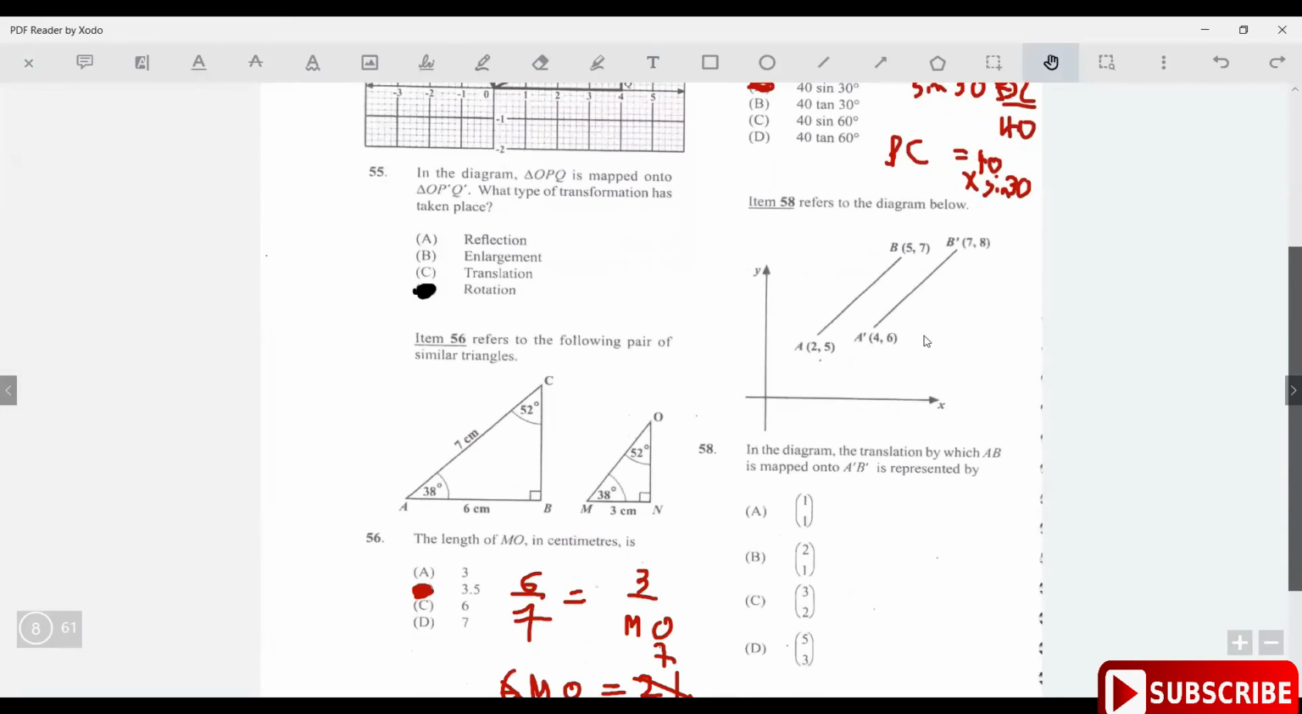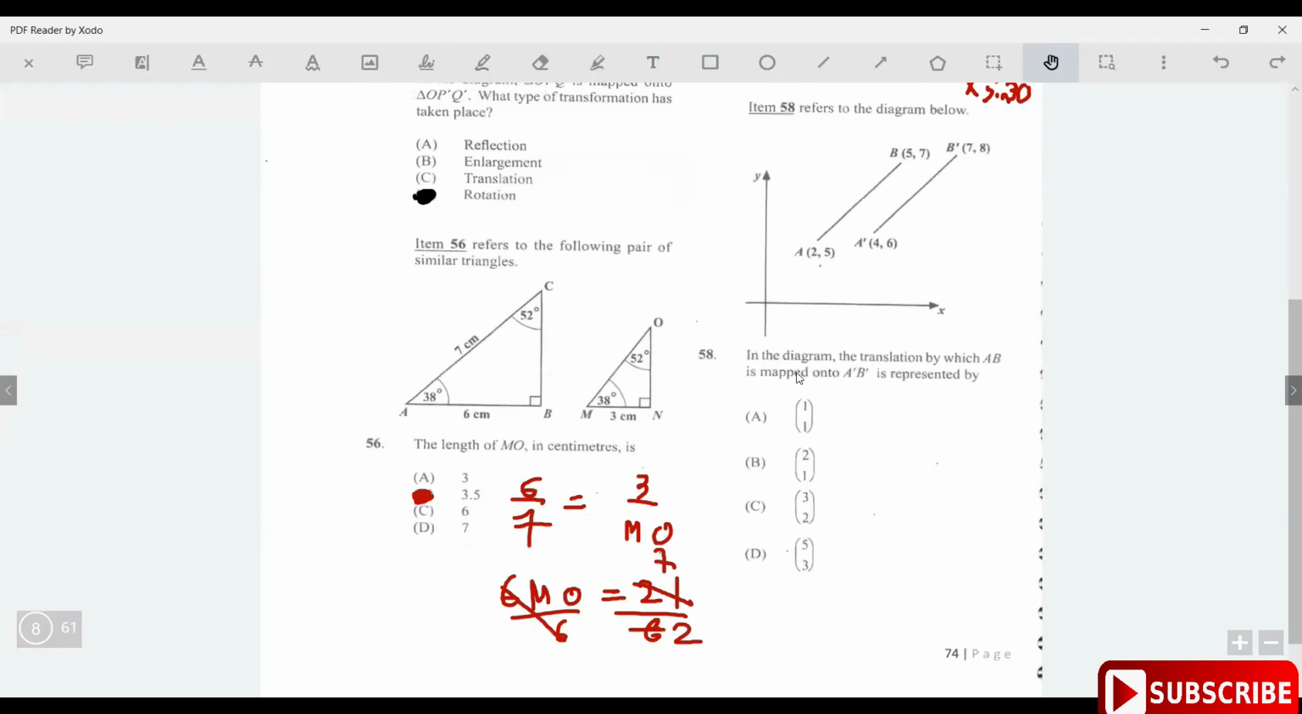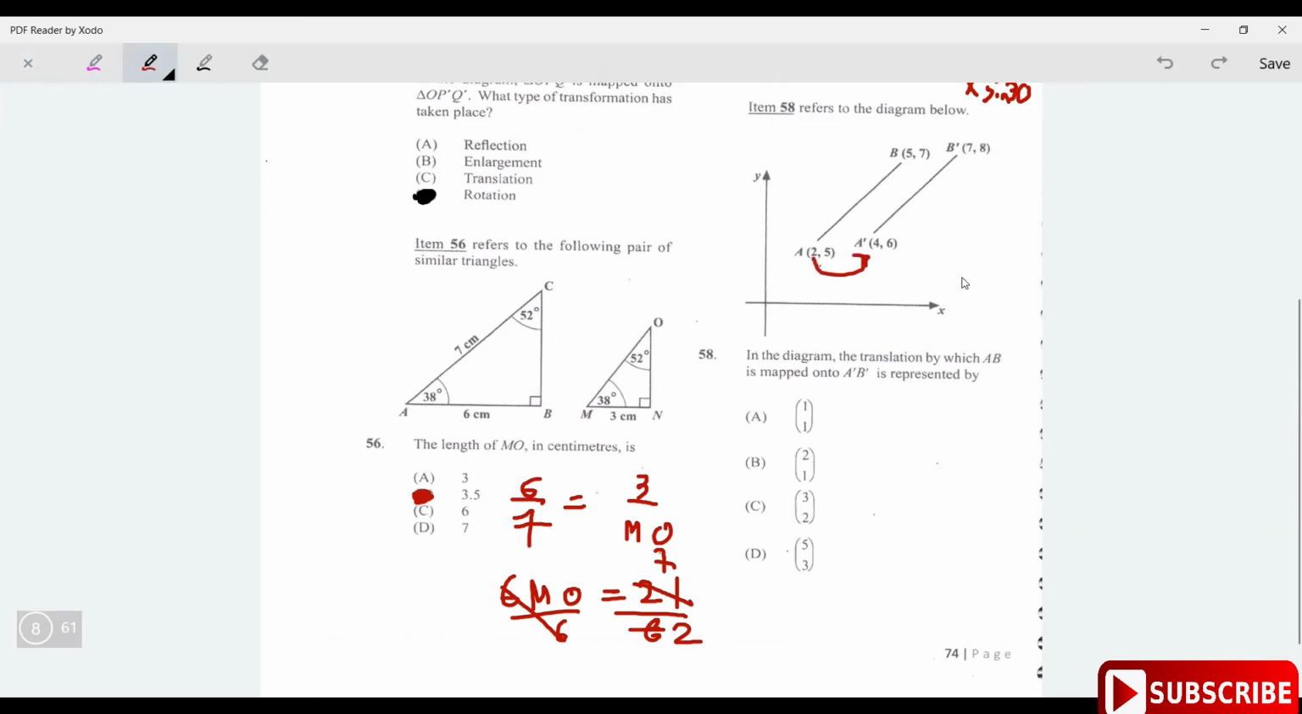Question 58. It says in the diagram, the translation by which AB is mapped onto A prime, B prime is, this is just a translation vector. Now, if you notice, we went from 2 to 4, so that's an increase of 2. And then to go from 5 to 6 is an increase of 1. And so it's (2, 1) as the translation vector. Easy question. Nice.